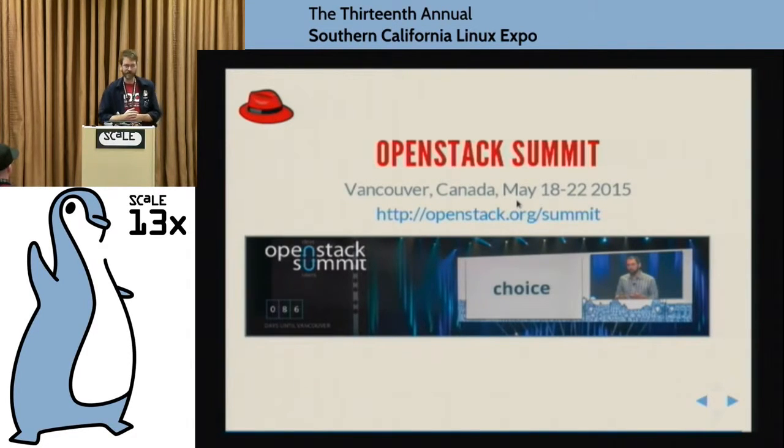4,000 or 5,000 OpenStack enthusiasts, and pretty much every engineer that's working on this from across the planet. So it's a really great event.